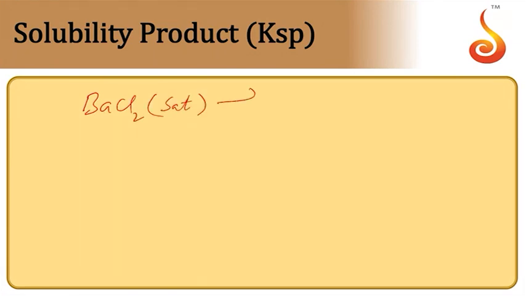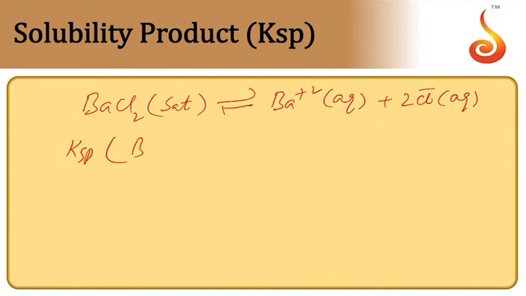Let us take a saturated solution of BaCl2 giving rise to Ba2+ aqueous solution plus Cl- aqueous solution. Here it is representing the dissociation of a weak electrolyte. Now the Ksp of BaCl2 is equal to the product of ionic concentrations of Ba2+ and Cl- raised to the power of the respective coefficients.